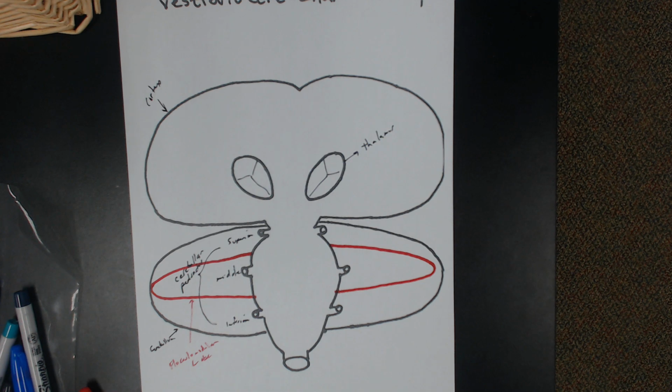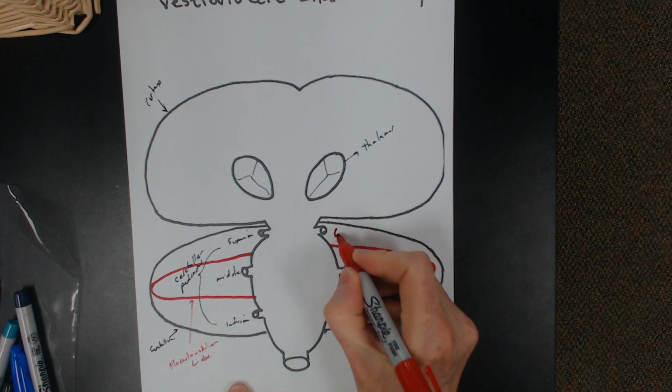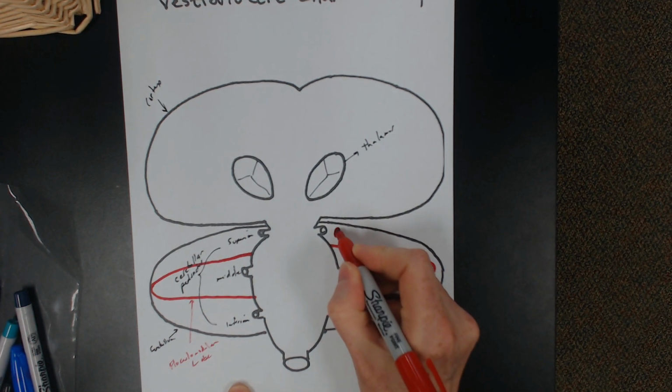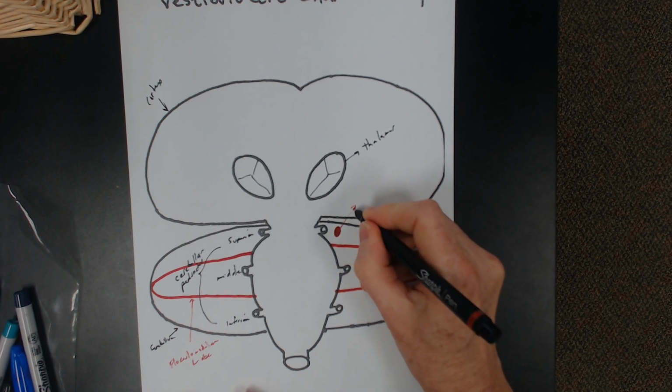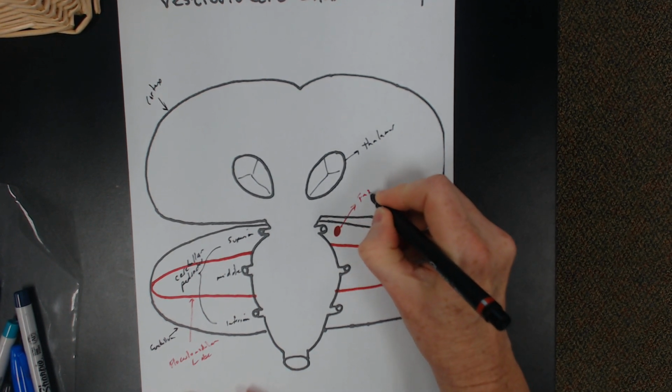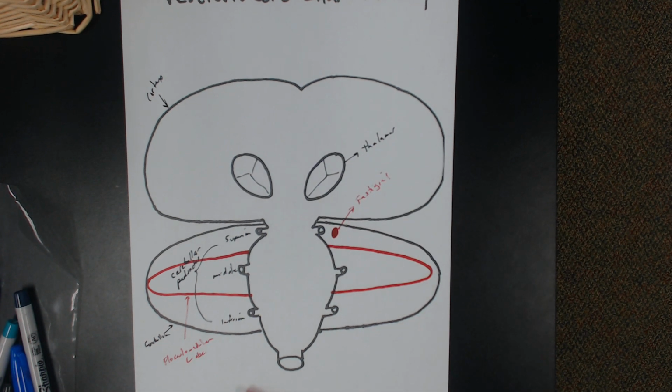Flocculonodular lobe was associated with a deep cerebellar nucleus. Does anybody remember the deep cerebellar nucleus? It's going to be bilateral, so it's going to be your fastigial. It's your fastigial nucleus.